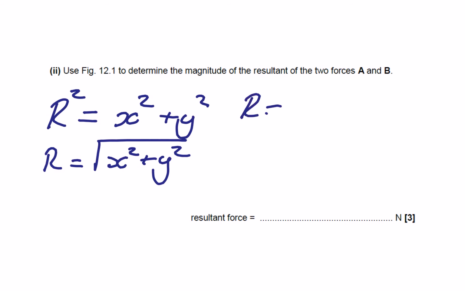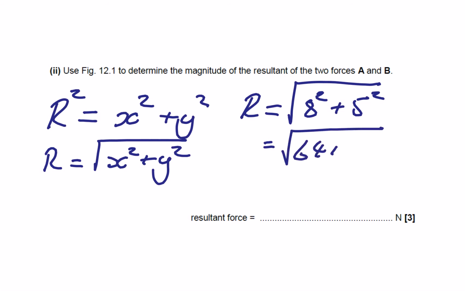R is going to equal the square root of 8 squared plus 5 squared, which equals the square root of 64 plus 25. Just quickly get my calculator, which is 89. So that's the square root of 89, which comes out as being 9.4 newtons.